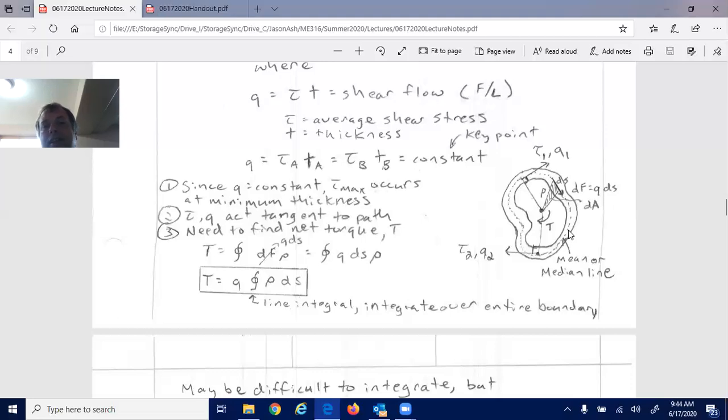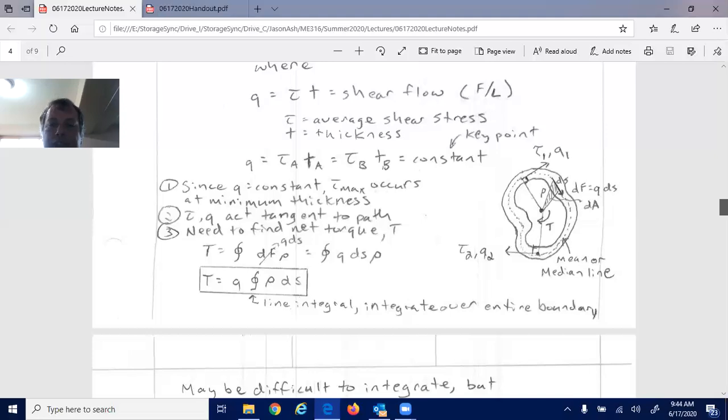For this shear flow analysis, it's always based off the center line or the mean line. Your textbook uses that mean line definition. Others call that the median line, the midpoint of that portion of the cross section. But this is just a line integral, and you integrate over the entire boundary. And so I'll talk about what that means on the next page as well.